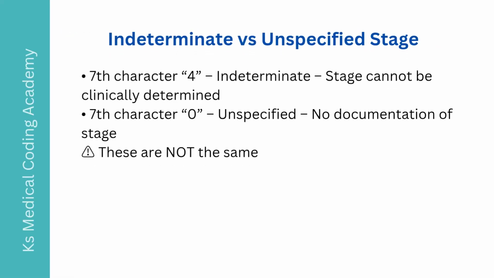Indeterminate versus unspecified stage. This distinction is critical. Indeterminate stage, seventh character 4, means the stage cannot be clinically determined. Unspecified stage, seventh character 0, means the provider did not document the stage. These two are not the same and should never be confused.